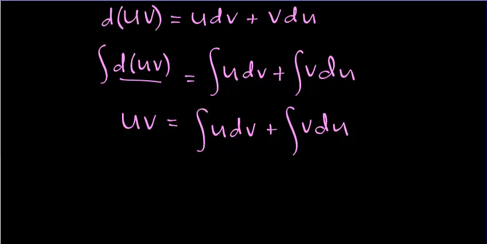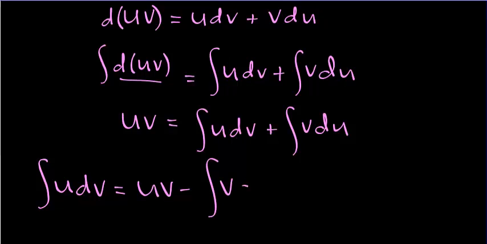Now, here's what I'm going to do. I'm going to bring the integral of v du to the other side, and on one side I'm going to have the integral of u dv equals uv minus the integral of v du. Okay? There, I've got that, right? So all I did was I just rearranged things a little bit differently than they were up here, where I have the integral of u dv on one side and everything else on the other. Okay.